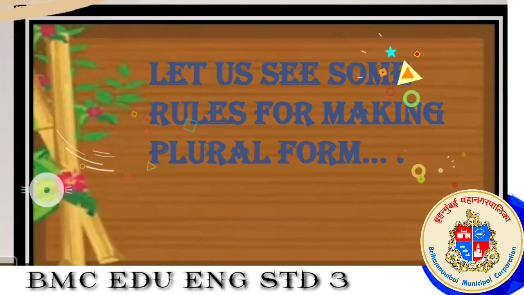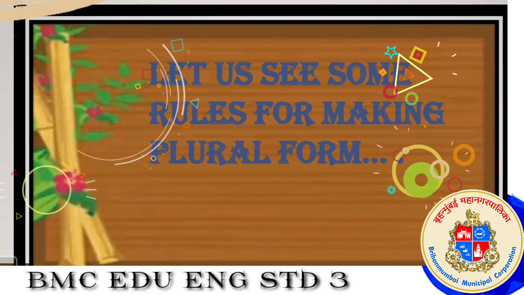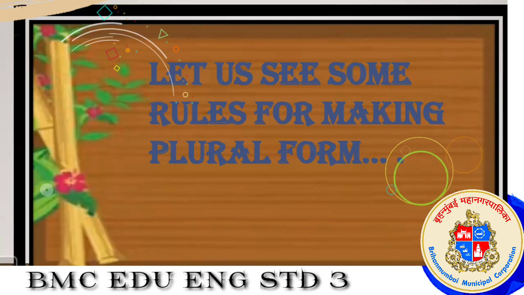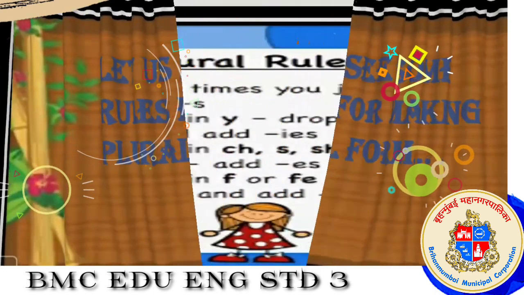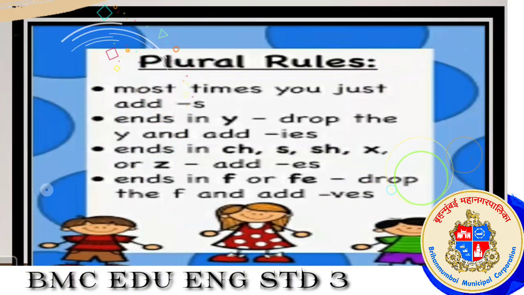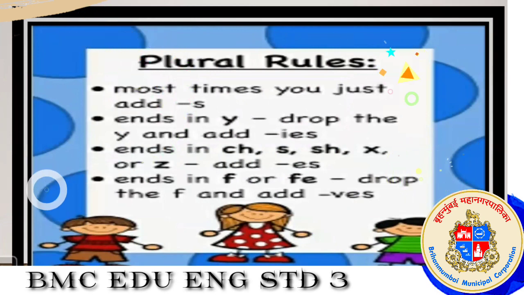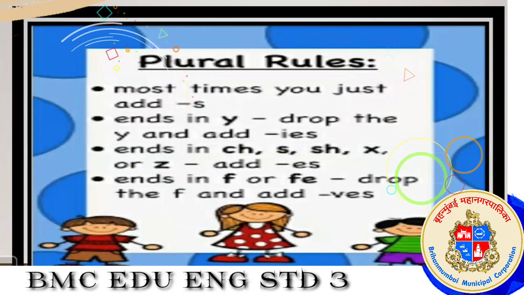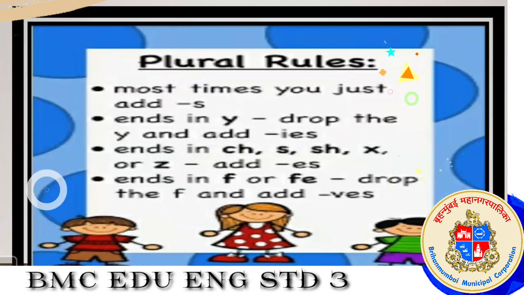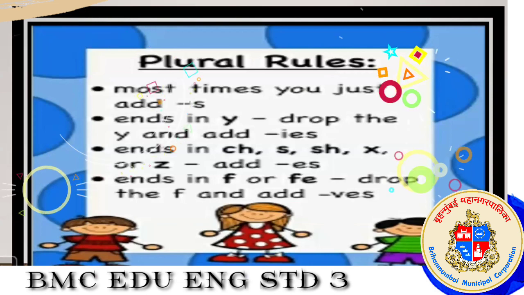Now let us see some rules for making the plural form. So there are some rules to make a plural. So see what rules are there. First point, see. Most times you just add S. Yes, most of the time what we do to make a plural, if there is tree, in plural we write trees. So we add only S. If there is ball, to make its plural we write balls. So only S is added.